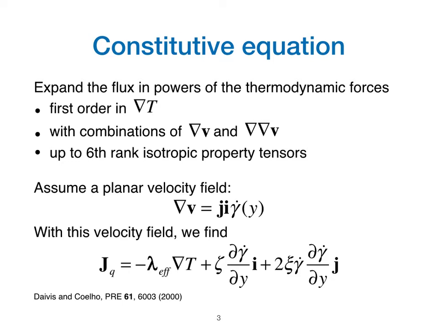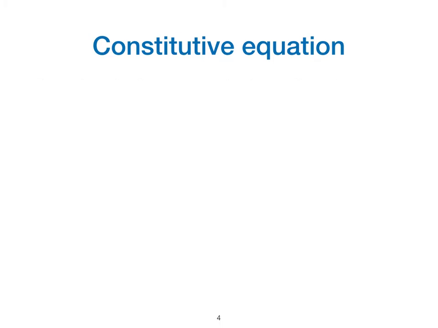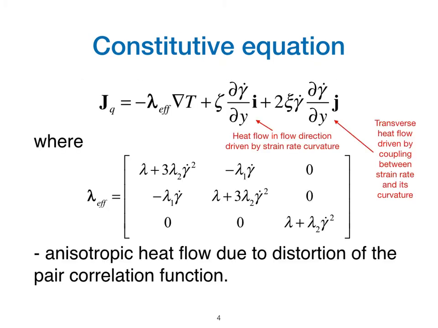So with that velocity field, you get the result at the bottom of the slide, which says that the heat flux depends on the temperature gradient with the thermal conductivity tensor, which we call the effective thermal conductivity. And then you have two other terms that depend on the curvature of the velocity field. Now in this presentation, we'll only be talking about a linear velocity profile, so that means that there's no curvature, and we'll ignore the effects of those terms.